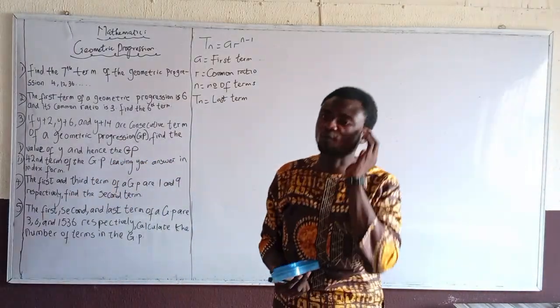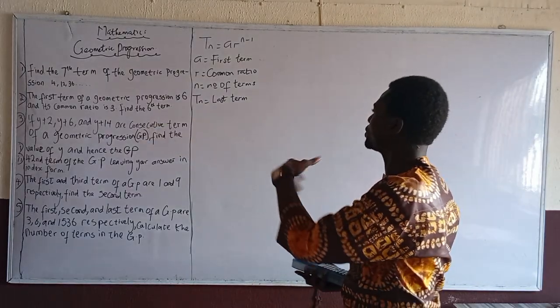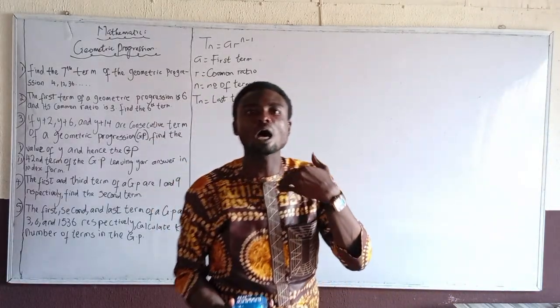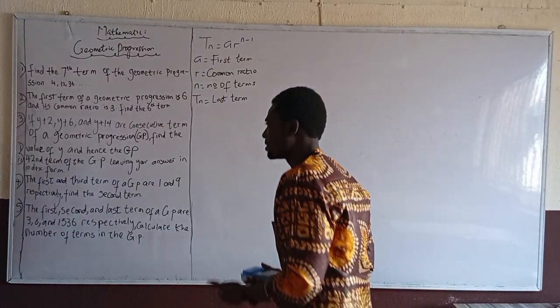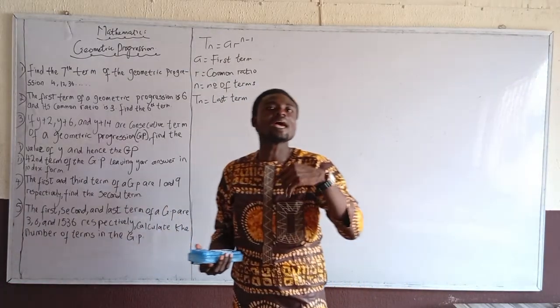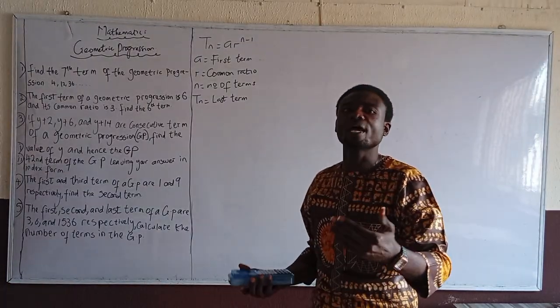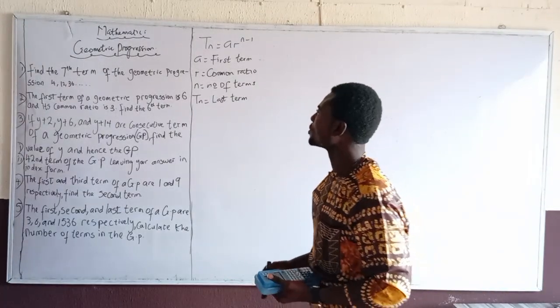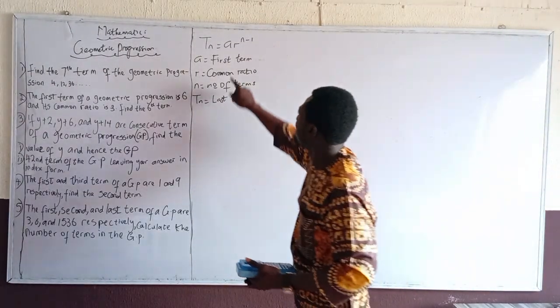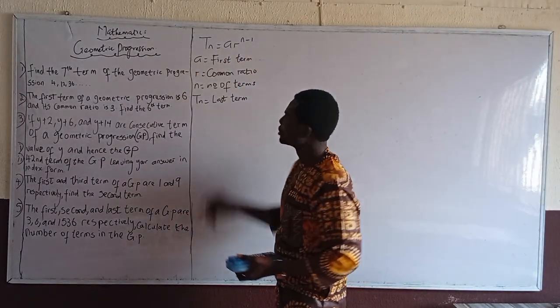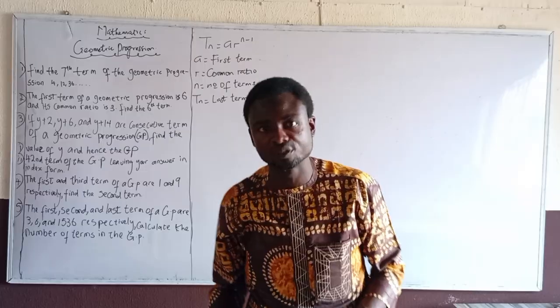Now let's do something. Don't forget that the number of terms is your n. So if you are asked to find the seventh term, it will be AR raised to power 6. Fifth term will be AR raised to power 4. So for the fifth term, n will be 5. If it's the seventh term, n will be 7. So we're just subtracting 1 from it.